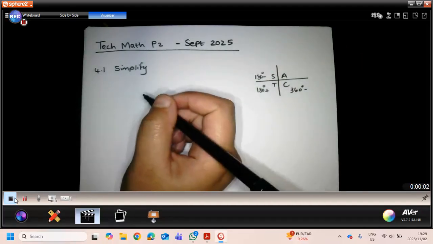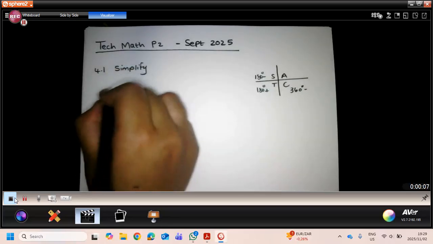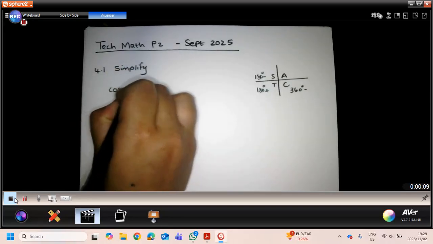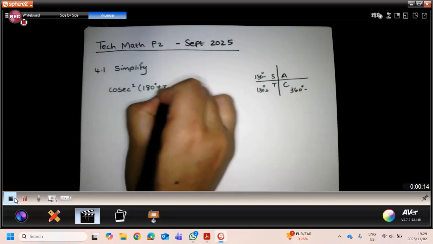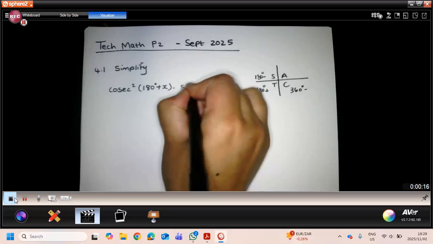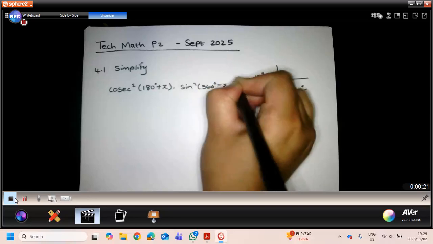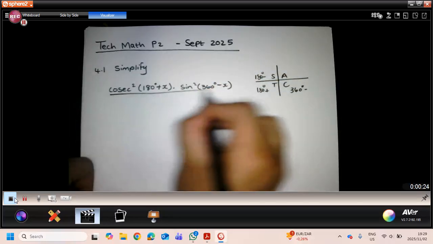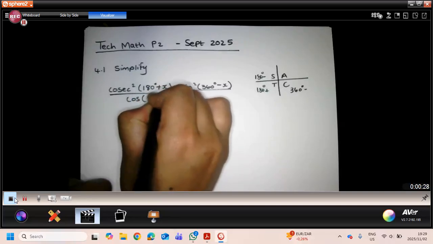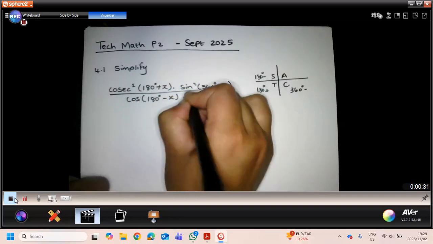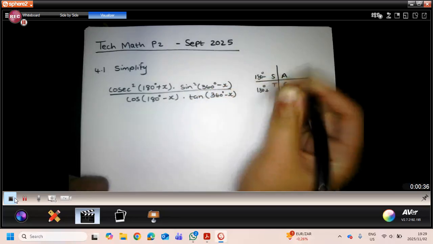Grade 12s, I'm just going to look at question 4. We will have to simplify the following: cosec squared 180 degrees plus x times sine squared 360 degrees minus x, and that is all over cos of 180 degrees minus x multiplied by tan 360 degrees minus x, right?